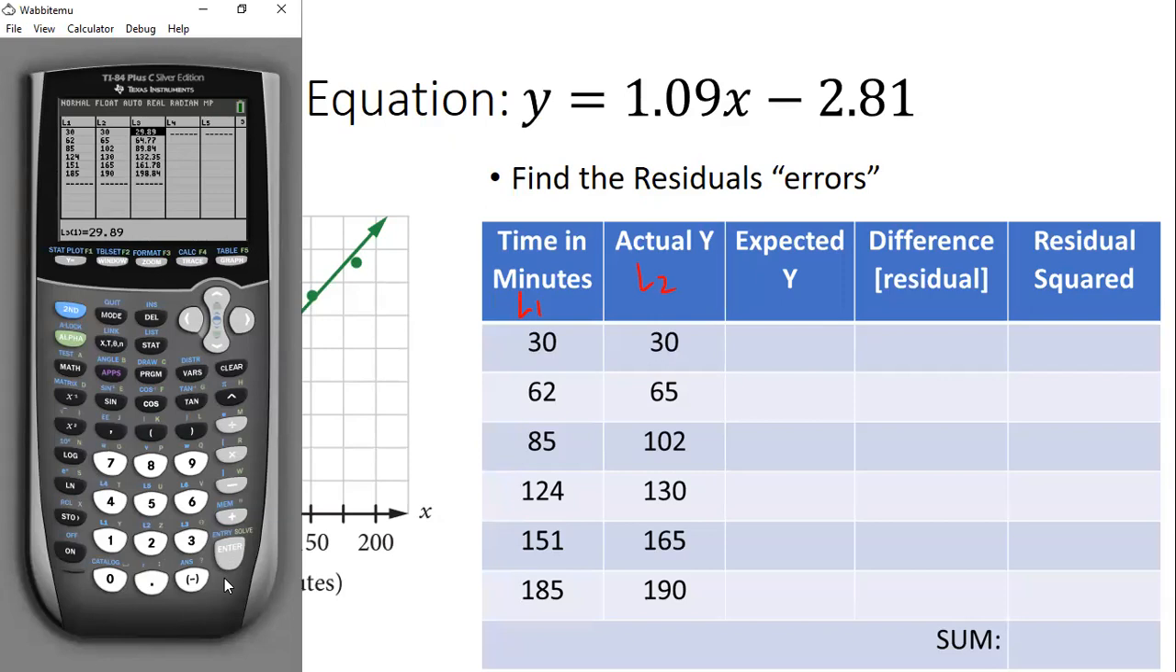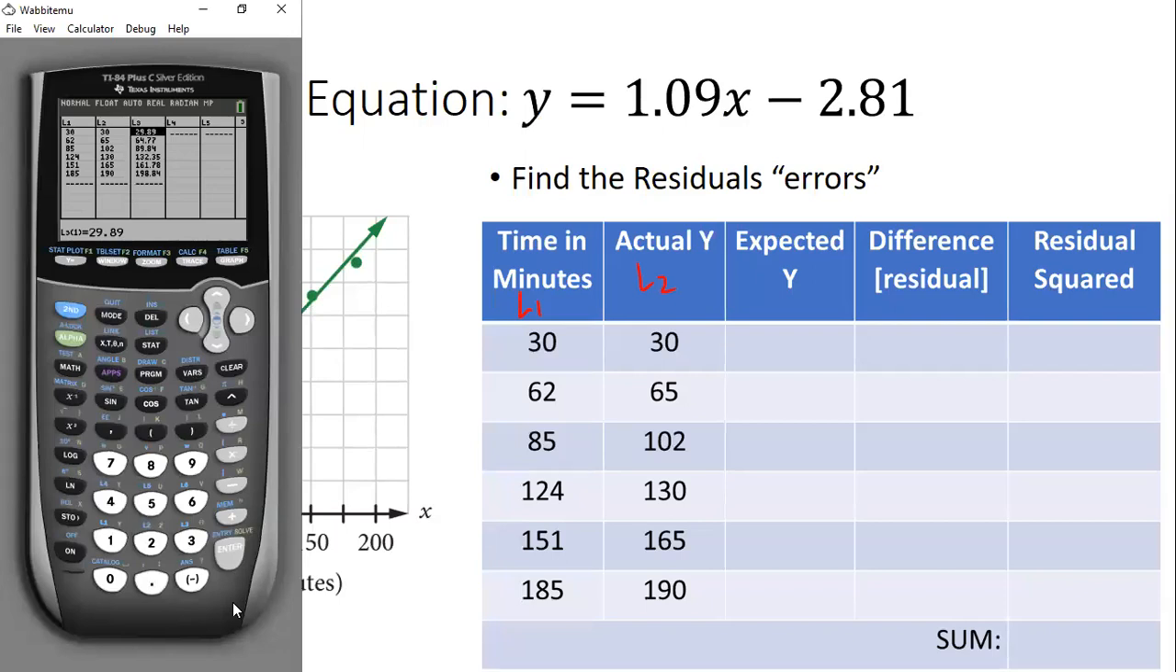Okay. Again, all I did was arrow over to L3. I typed in my expected function. My expected is 1,900 times my list that I have in column 1, minus 2,810. I hit enter and it populated.